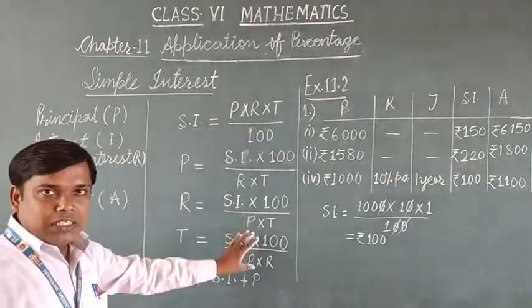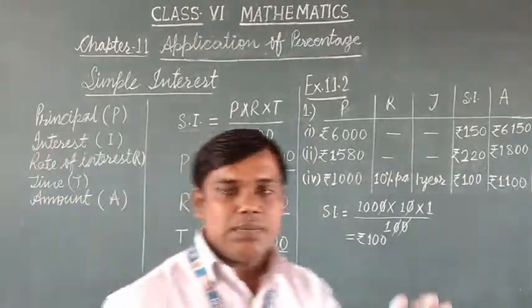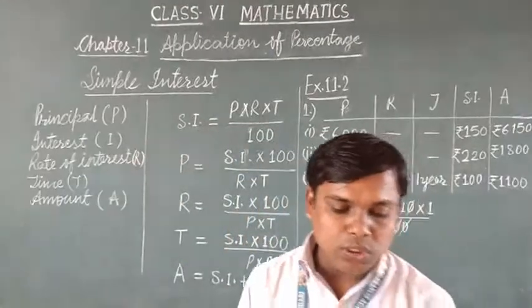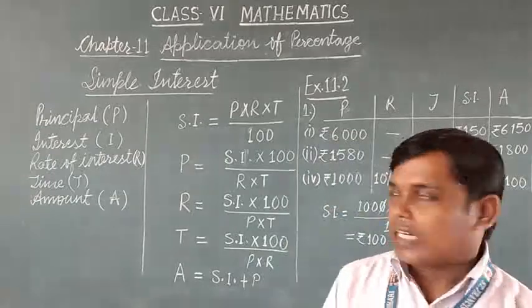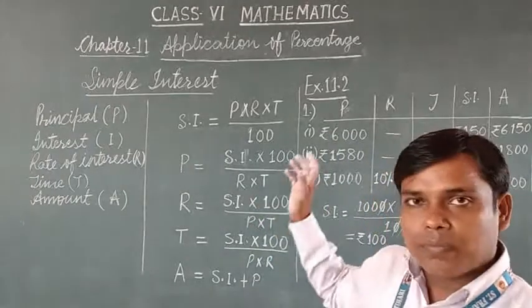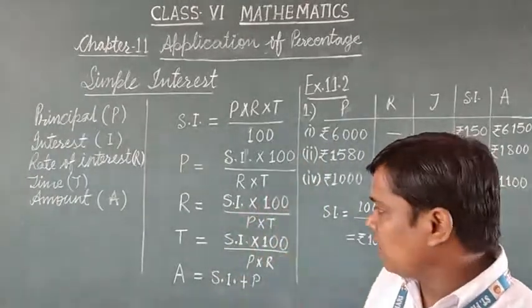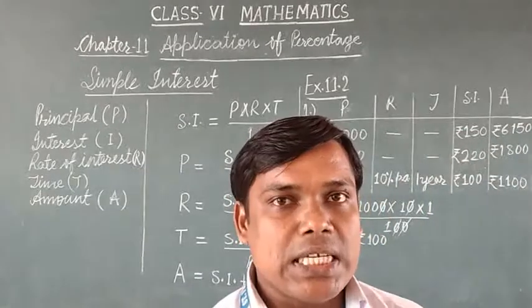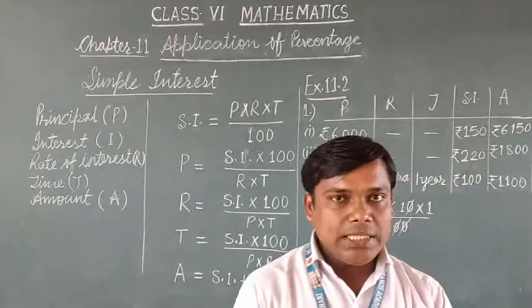If this quantity is given to you, or a relationship between the quantities is given to you, I hope you understood how to calculate amount, principal, rate, time, etc. The questions we will discuss in Google Meet.